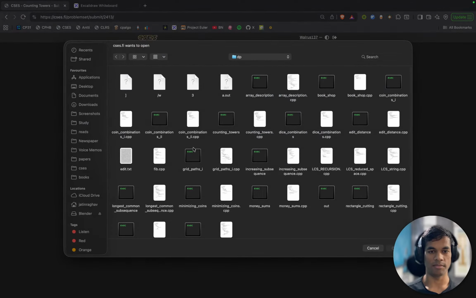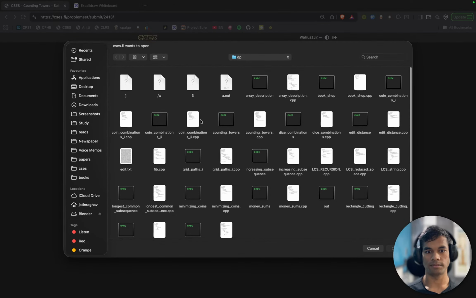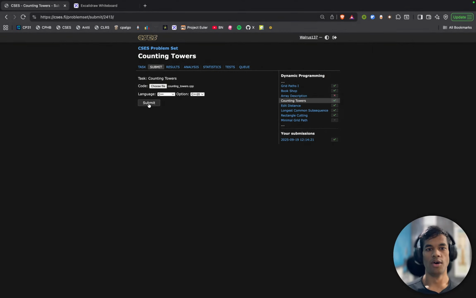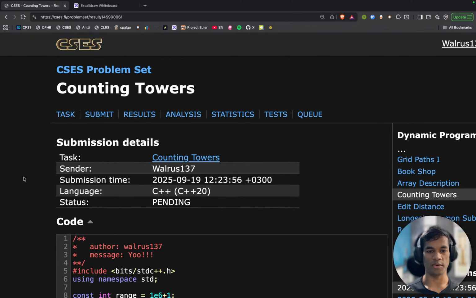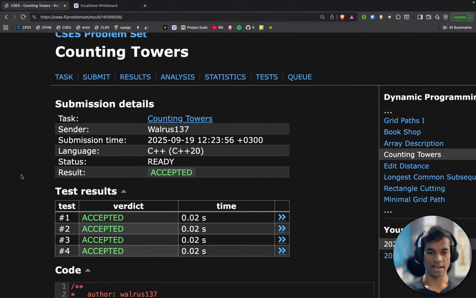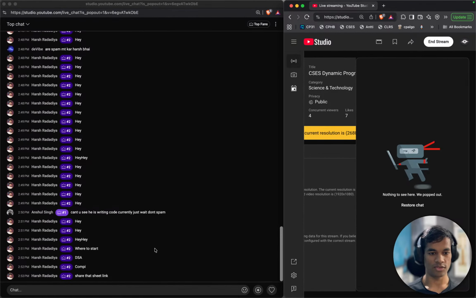And let's submit again. I want to just see green again. Counting Towers. That was cool. That was literally pretty cool. Accepted, accepted, accepted. Okay, what is the analysis? Share the sheet link.